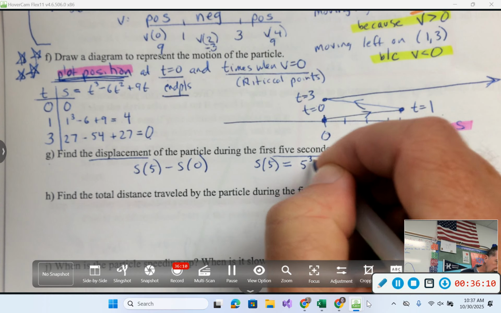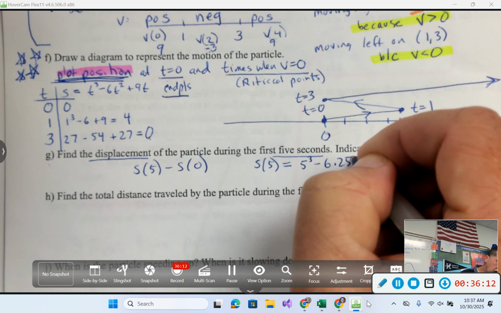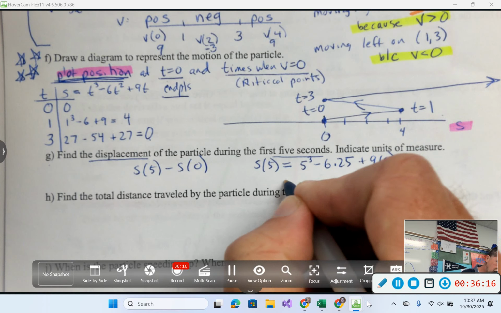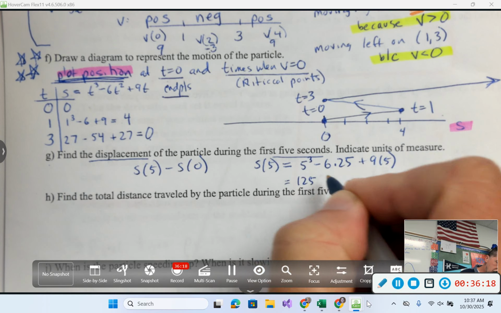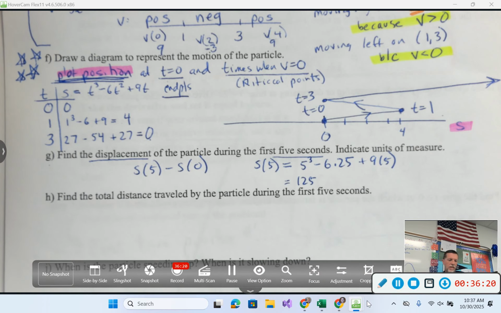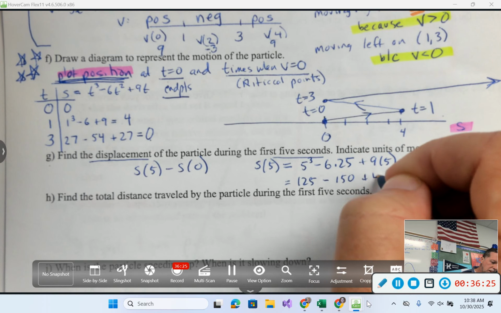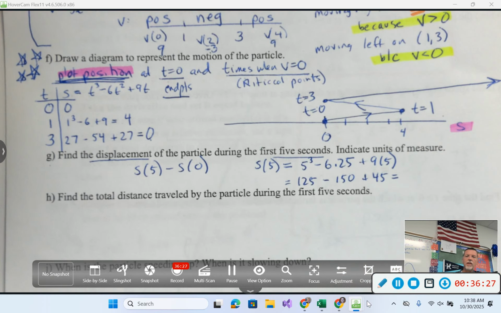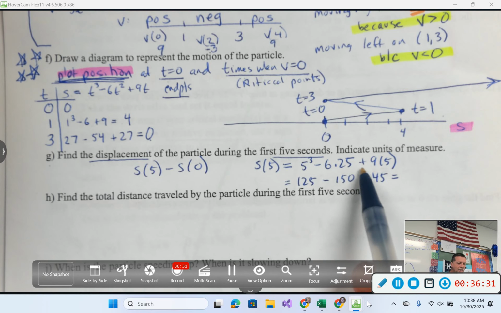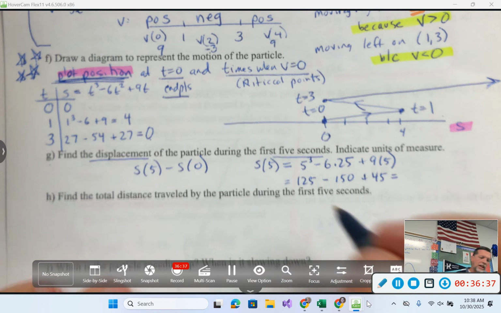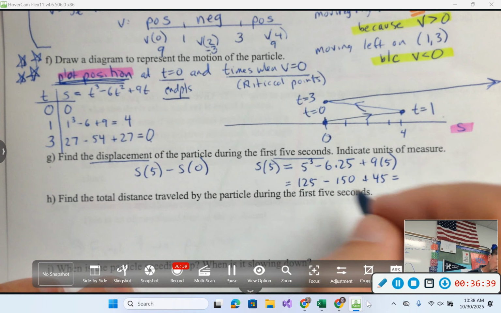So 5 cubed minus 6 times 25 plus 9 times 5. 125 minus 150 plus 45. And you could stop some of this stuff, so you could just leave that as s of 5 and just plug in what we know. But I want to get an answer, so I'm going to plug in my pieces here.